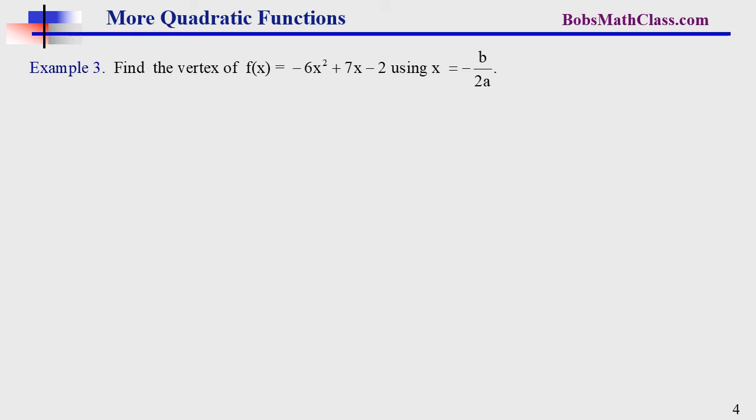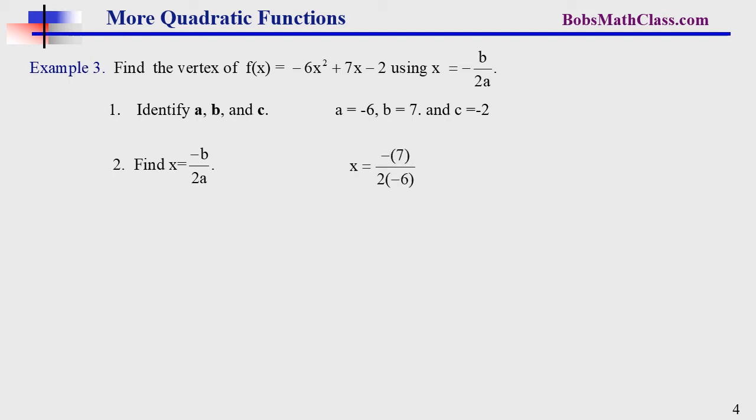All right, here's our next one. This one is going to have fractions. It's okay. So identify a, b, and c. So negative 6, 7, and negative 2. So negative b over 2a. That'll give us negative 7 over 2 times negative 6, which is negative 7 over negative 12. Whenever you have two negatives, the two negatives cancel. So you're left with 7/12.